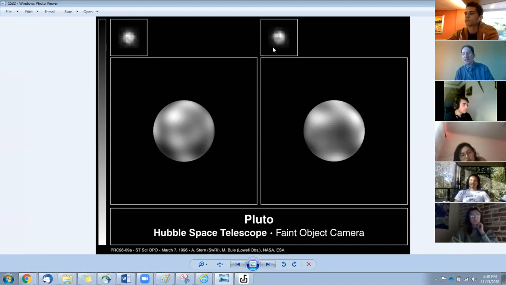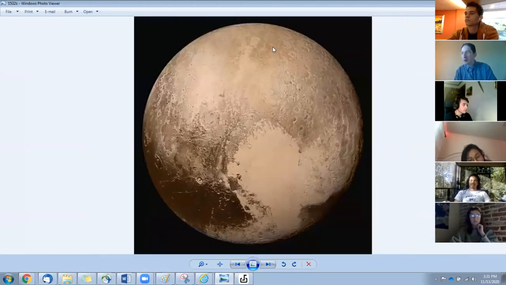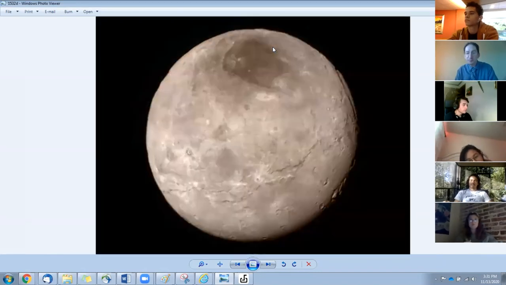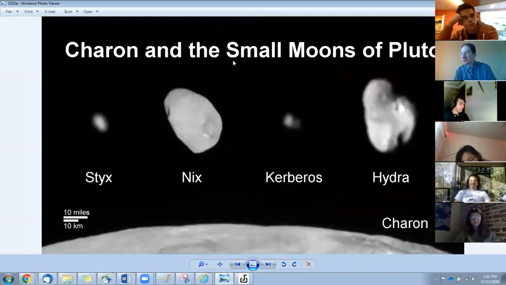But then in 2015, the New Horizons spacecraft flew by and we got some really good pictures of Pluto. Also good pictures of the moon Charon, where we can see this dark region up here that they named Mordor from Lord of the Rings, and also pictures of some of the smaller moons. This is Charon for comparison. The small moons are pretty small, just miles across.